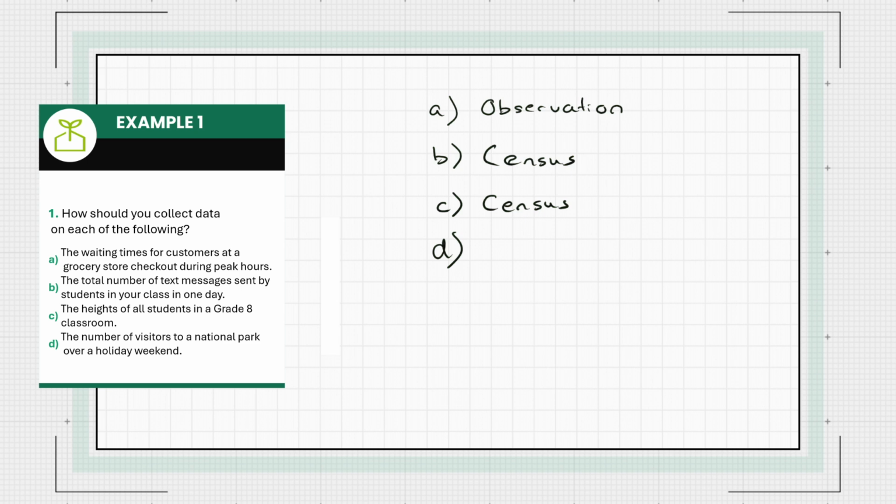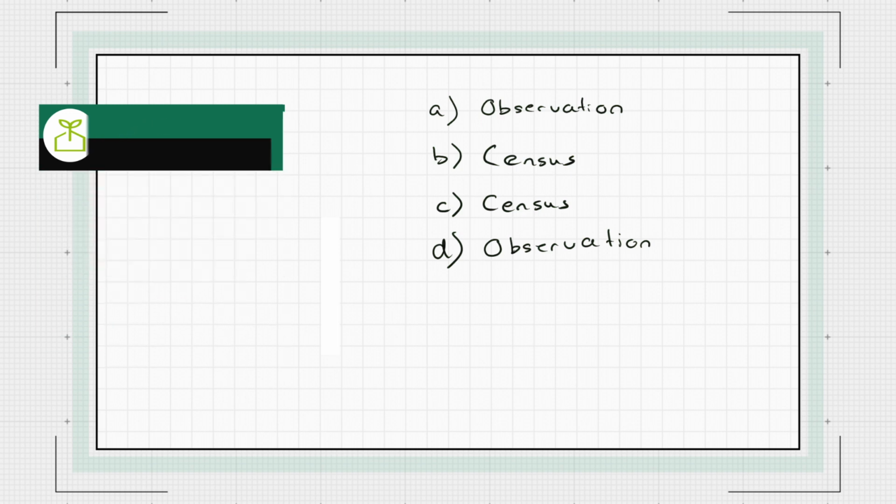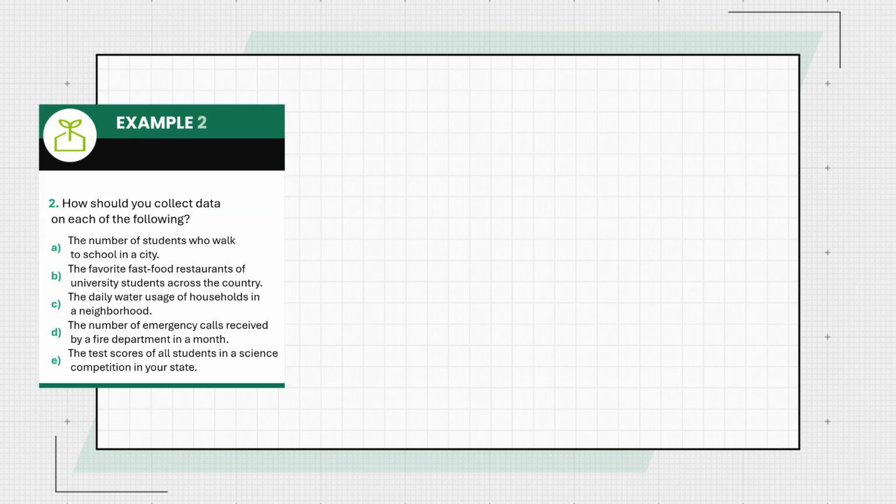And for D, the number of visitors to a national park over a holiday weekend. This is going to be an observation. It's already a set location, and in reality, this may be information that is collected anyway. Okay, here's a couple for you to practice, so give them a go and then I will solve them in just a moment.